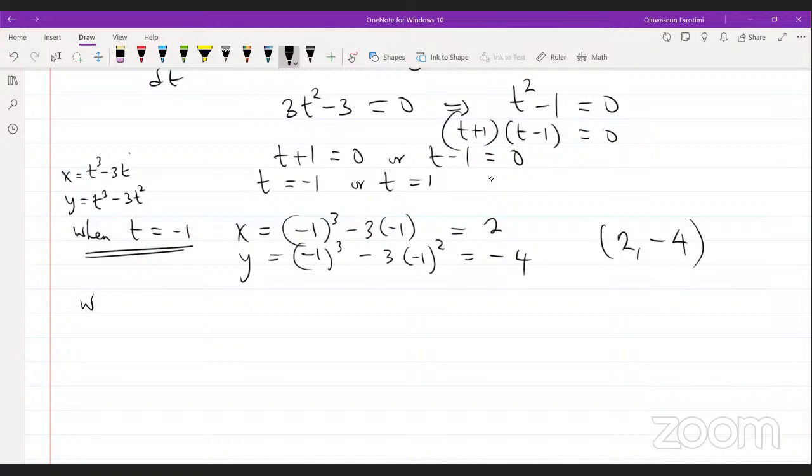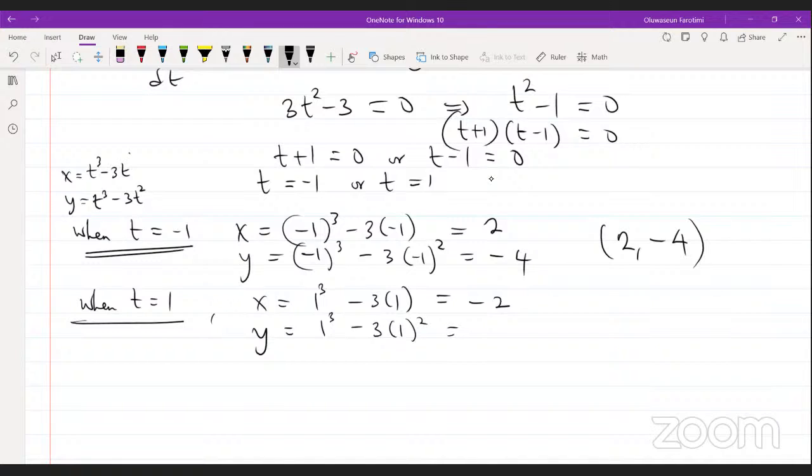Okay, so then the other one, when t equals 1, you have to do the same thing. x is 1 cubed minus 3 times 1, and this is negative 2. What about y? You have 1 cubed minus 3 times 1 squared, and this is negative 2. So what's the pair here, guys? Negative 2, negative 2. Now, what do we conclude?